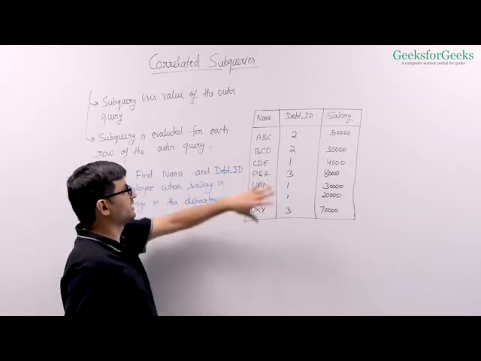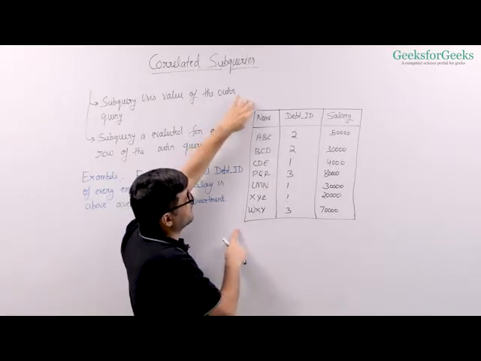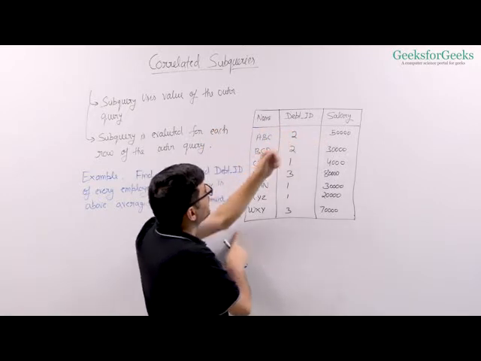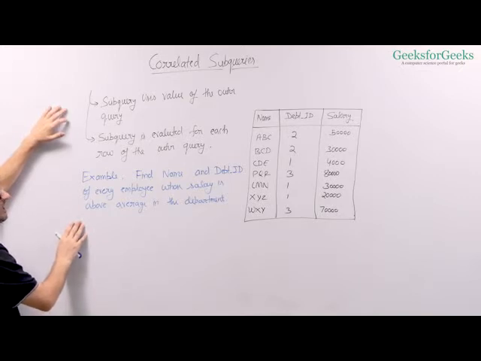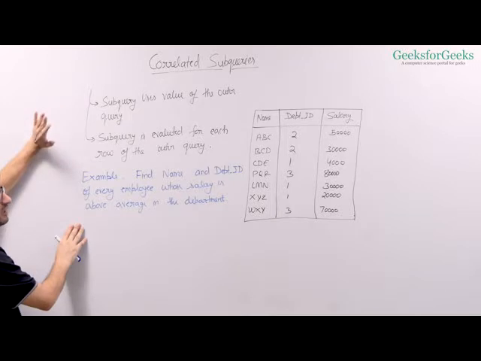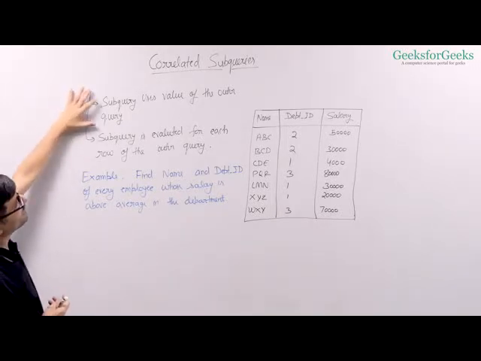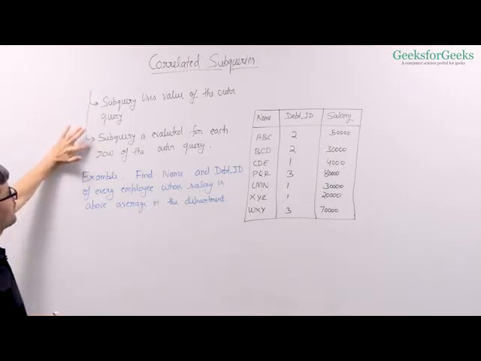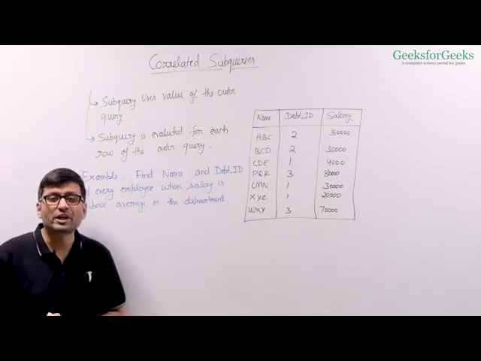Let's see this example to get better understanding. We have a table, say the employee table, where we have employee name, department ID and salary, and we want to find out name and department ID of all those employees whose salary is above average in their department, right? So please remember these 2 points. Subquery uses value of the outer query, and subquery is evaluated for each row of the outer query. Now we are doing this example. How do we write query for this problem?